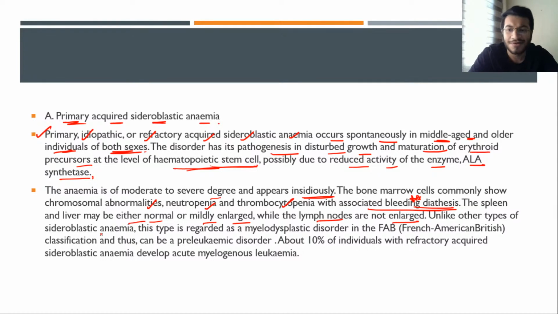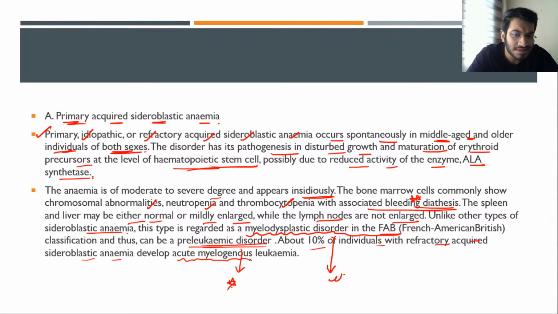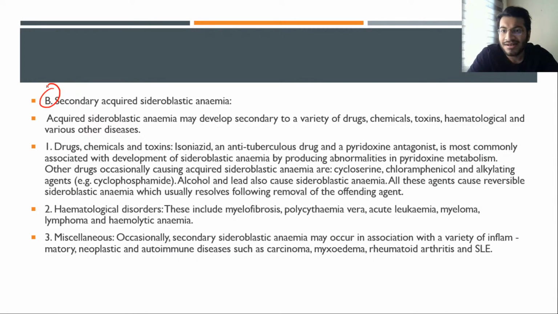Unlike other types of sideroblastic anemia, this type is regarded as a myelodysplastic disorder in the FAB classification, about which we will talk later, and thus can be a pre-leukemic disorder. About 10% of the individuals with the refractory acquired sideroblastic anemia develop acute myelogenous leukemia. So let's talk about secondary acquired sideroblastic anemia.